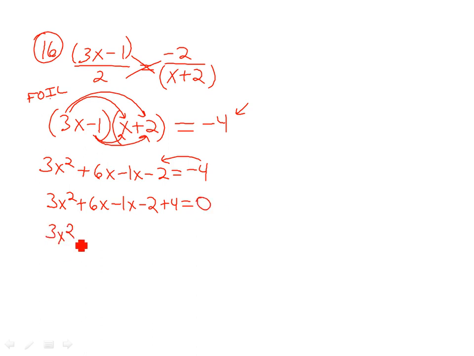3x squared doesn't have any like terms for it. How about the 6x and the negative 1x? How come these two aren't like terms? One's squared and one's just a regular x. Negative 2, those are gone, that's gone. Positive 2 plus 2. With me to that point. Remember any of this from last year in algebra? Not really?